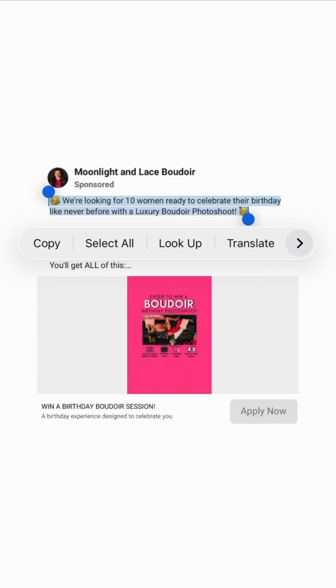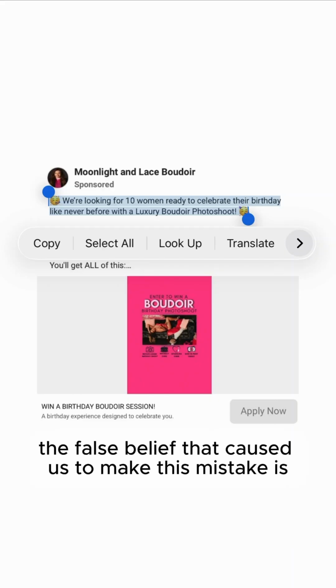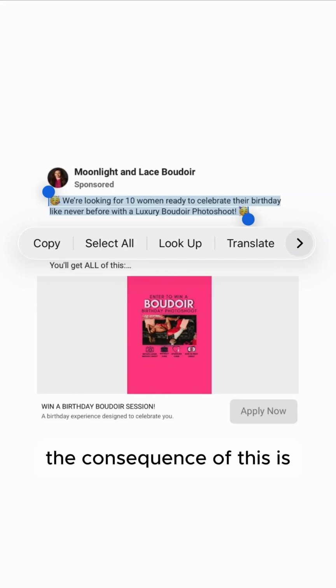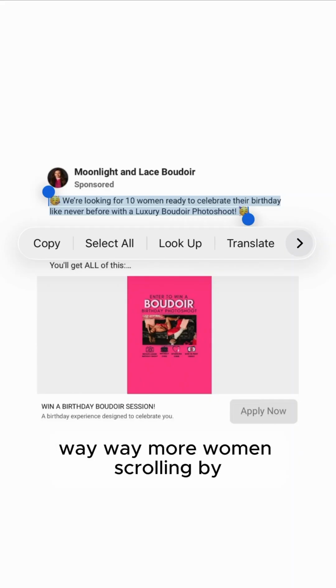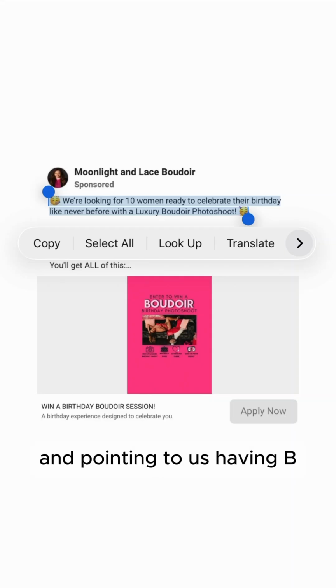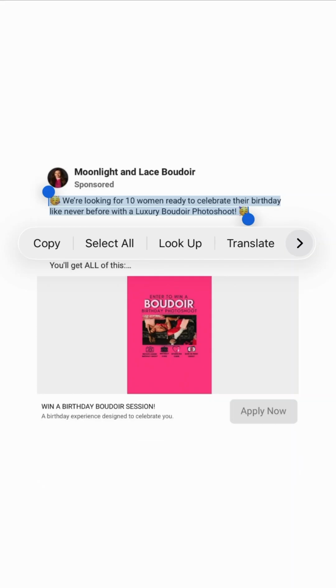So yeah, this is the lack of context mistake. The false belief that caused us to make this mistake is, we believe we provide enough context, but the consequence of this is, we actually have way, way, way more women scrolling by than necessary, way of the right women, pulling our unique CTR all down and pointing to us having BLCS, aka Boudoir low click syndrome, increasing that probability.